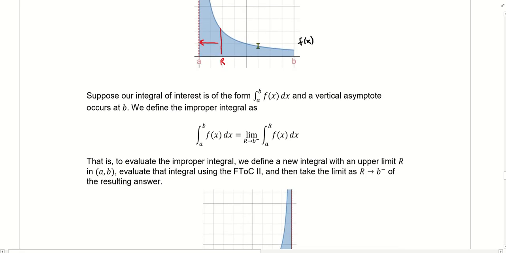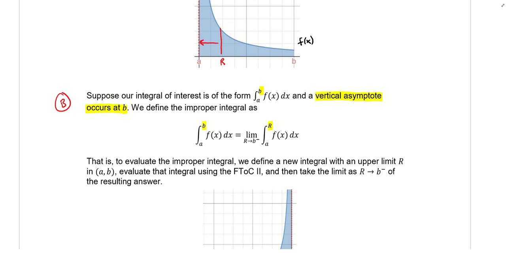Same idea if our upper limit of integration is the one that's giving us trouble. So let's say there's a vertical asymptote that occurs at b. Let's call this version b. We do the same sort of thing. We say, okay, b is giving us trouble here, so now let's replace b with a stand-in value r, and then let's take the limit as r goes to b from the left.